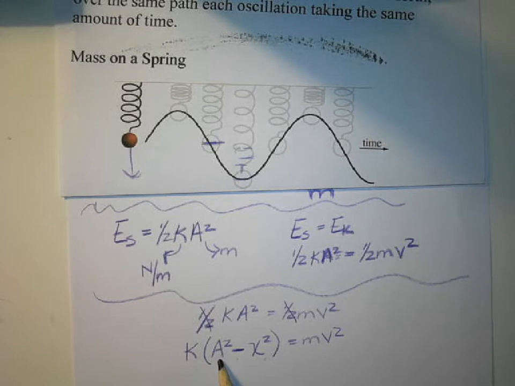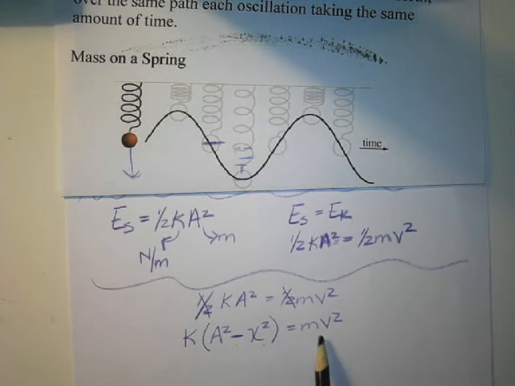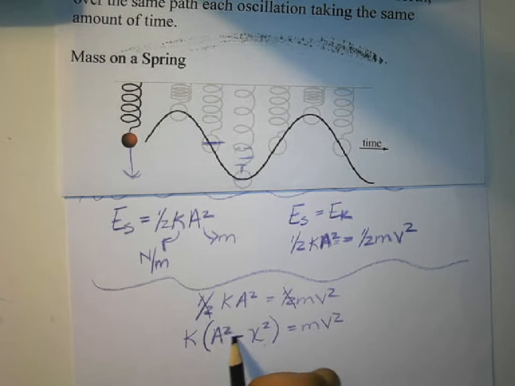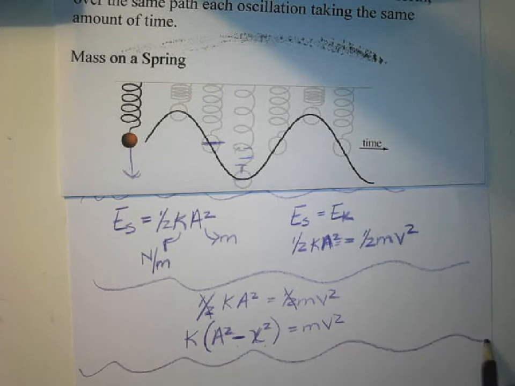So it becomes 6 squared minus 3 squared, and then you can solve for v. So that's how you find the velocity at any point in a spring, if you know how far it is from maximum stretched or compressed. All right, once you do that, let's take a look at the period.